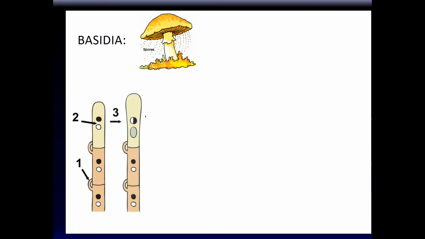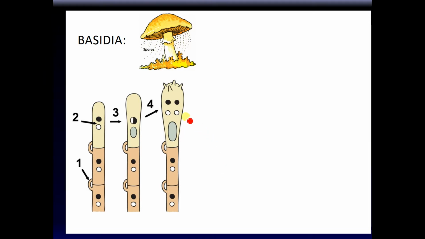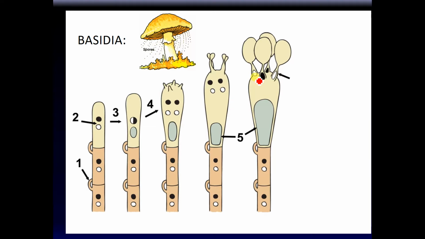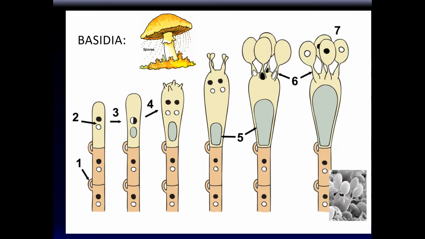Oh, look at that. They come together, the black and white over there. And then they divide again by meiosis to give 4 of them. And then these horns start to grow up, and they just keep growing up. Then these nuclei migrate into those horn-shaped structures, which are going to become the outside of the spores. And then they're released. See? Like that.